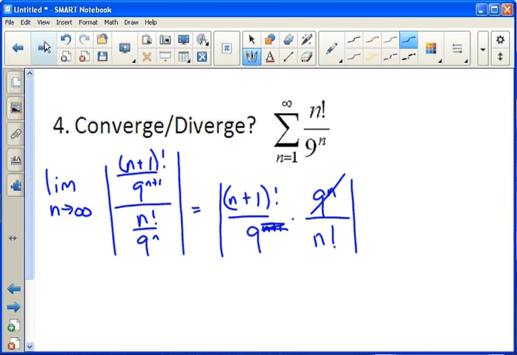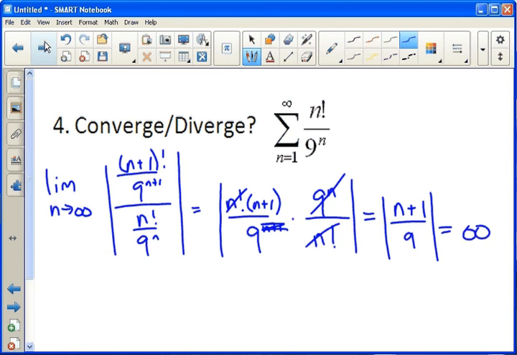And the n plus 1 factorial can be rewritten as n factorial times n plus 1. Because that would cover all the numbers 1 through n plus 1, which is what we need. Then the n factorials cancel, and we're left with n plus 1 over 9. Now this limit would actually be infinity, because the bottom is just 9, the top is going to get huge. So since the limit is infinity, that's clearly bigger than 1, so this one diverges.